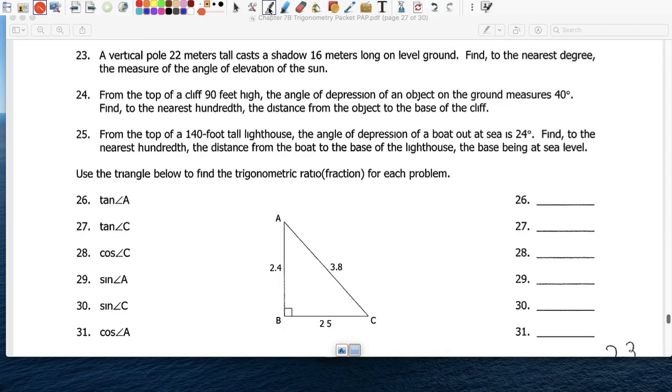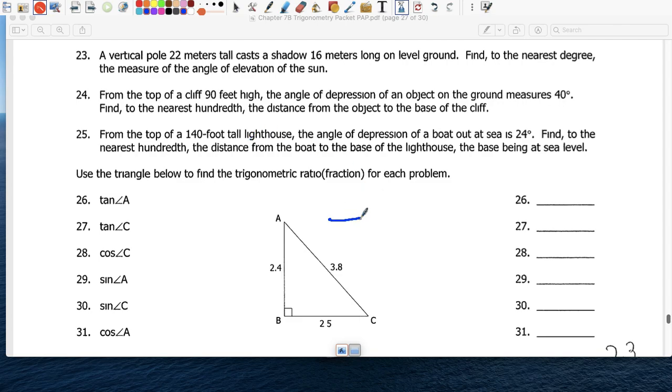A vertical pole. So here's the pole casting a shadow. This is 22, so the pole measures 22. The shadow, I can make a little smaller. The shadow is 16. And here's the sun. So we want this angle of elevation, right here. And obviously, again, you're using tangent, same as the previous problem.